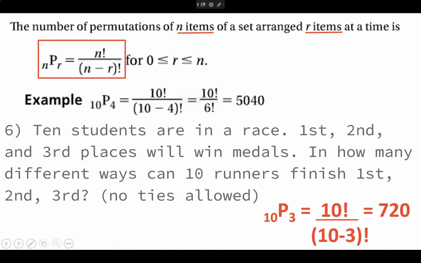Did we use 3 to use 3 different places? Right, because it's first, second, or third. That's 3 different places that they could finish in. We good? We were able to type it in?